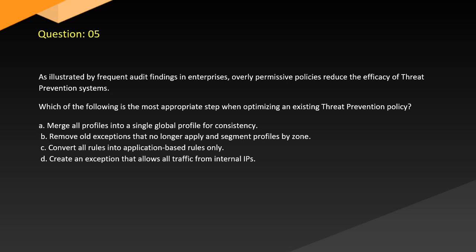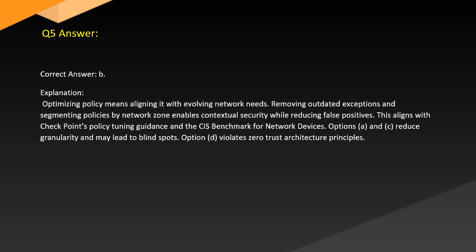C. Convert all rules into application-based rules only. D. Create an exception that allows all traffic from internal apps. Answer. Correct answer: B. Explanation. Optimizing policy means aligning it with evolving network needs. Removing outdated exceptions and segmenting policies by network zone enables contextual security while reducing false positives.